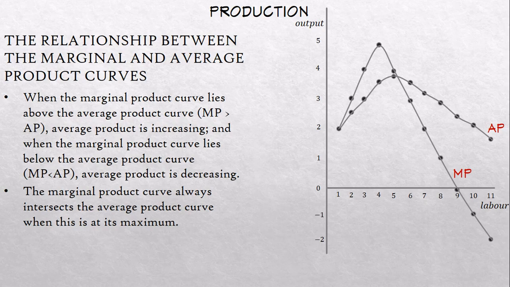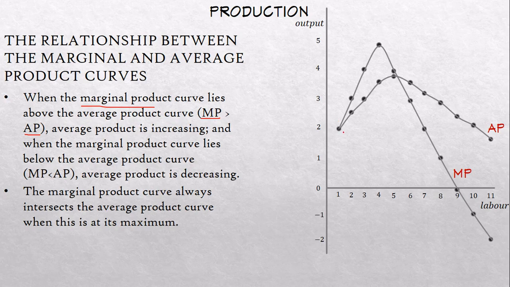Now let's take a look at the relationship between the marginal and the average product curves. So the first relation: when the marginal product curve lies above the average product curve, so when the MP is greater than the AP, right? So when it lies above the average product curve, the average product curve is increasing.